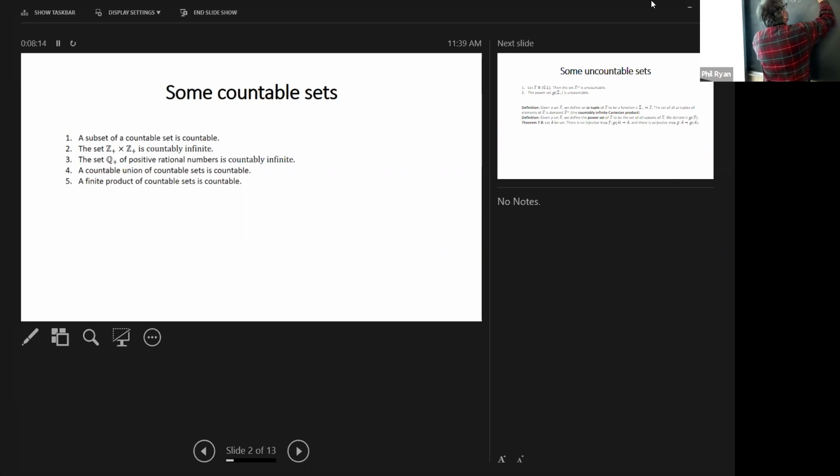Each AN is countable and J is countable. So we are not saying it's infinite and countable, right? Right. We're just saying countable. So it could be infinite.